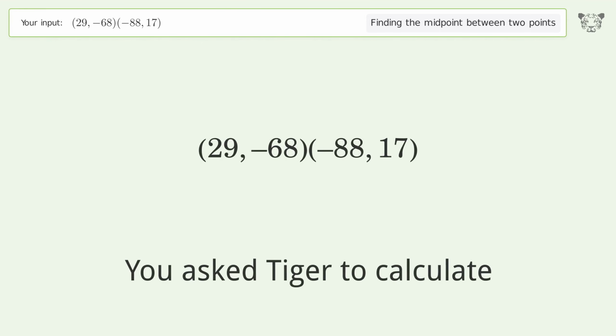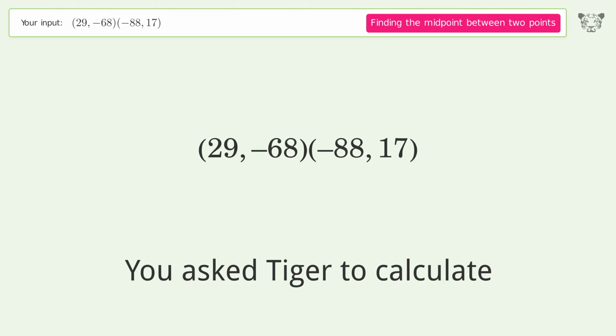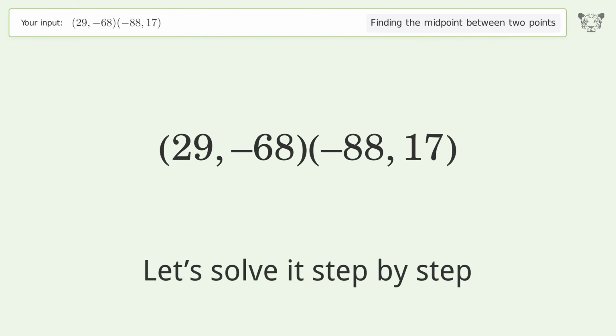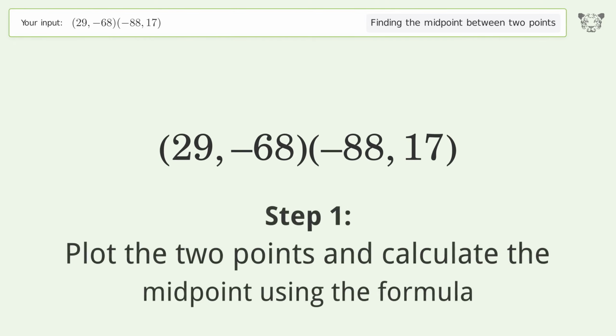You ask Tiger to calculate. This deals with finding the midpoint between 2 points. The midpoint between the 2 points is negative 29.5, negative 25.5. Let's solve it step by step. Plot the 2 points and calculate the midpoint using the formula.